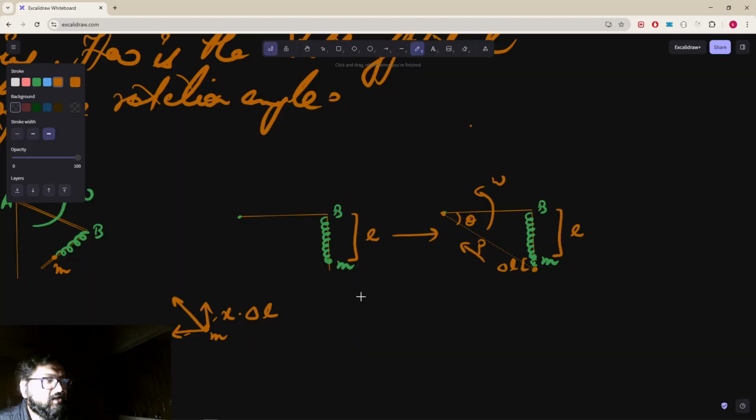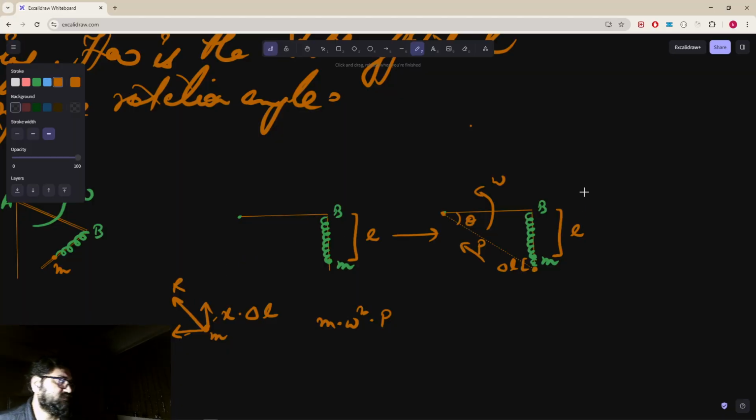Let me write down the centripetal force first. What would it be? If its mass is m, the radius is p, and the angular velocity is omega, the centripetal force is m omega squared times r, which is p in this case. Now this r has two components, right? Actually, this r is a resultant of these two components.